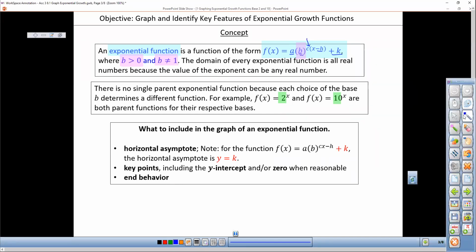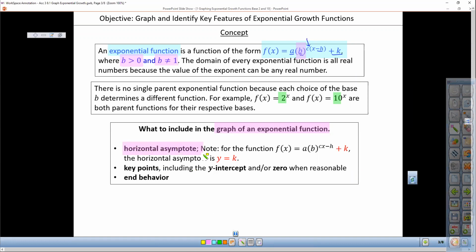So now what we want to take a look at is just making sure we all understand what we want to include if we're asked to graph an exponential function. One thing we want to include is the horizontal asymptote, which, like with rational functions, will be graphed as a dashed line. And like I pointed out before, the equation of that asymptote, which we'll have to identify separately, is y equals k, k being our parameter for translations up and down.